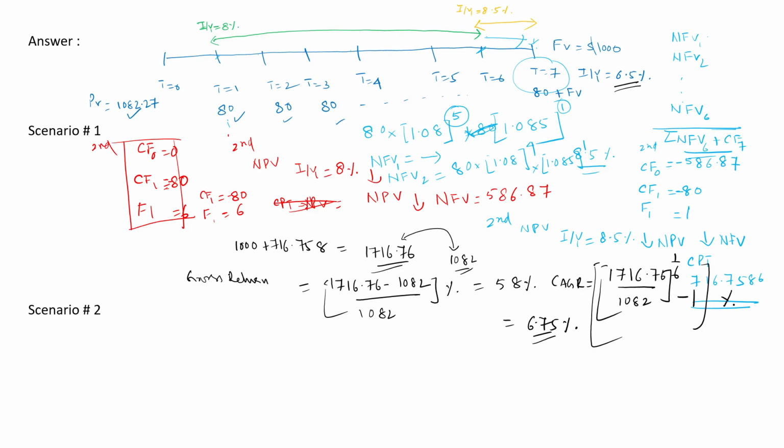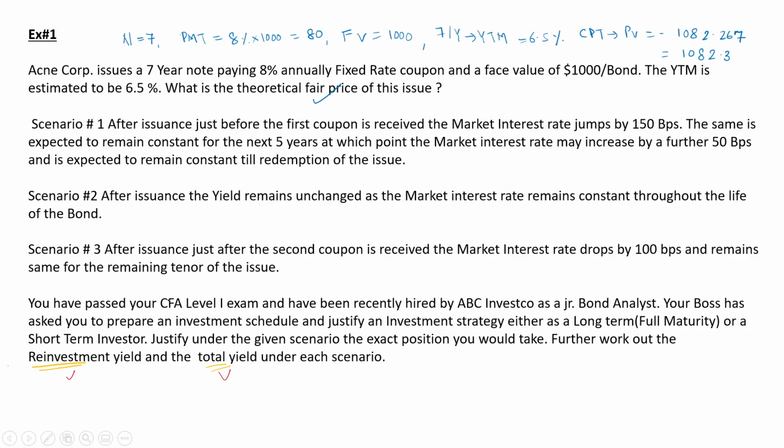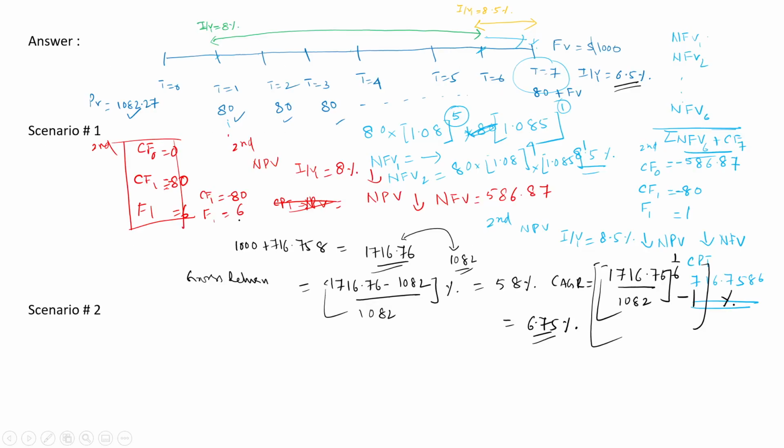So let's work out the second scenario. The second scenario says that after issuance, the yield remains unchanged as the market interest rate remains constant throughout the life of the bond. So under this circumstance, I'm redrawing the graph for all of you, just in case the first one did not make much sense. I'll reattempt with the graph, hoping that you would get a better view.